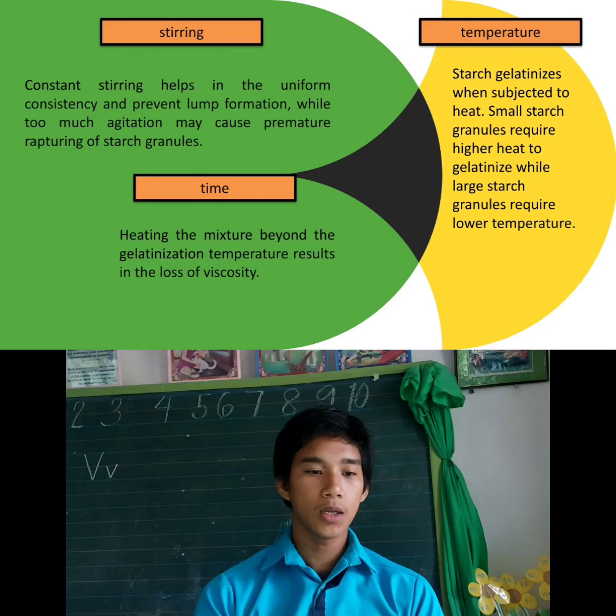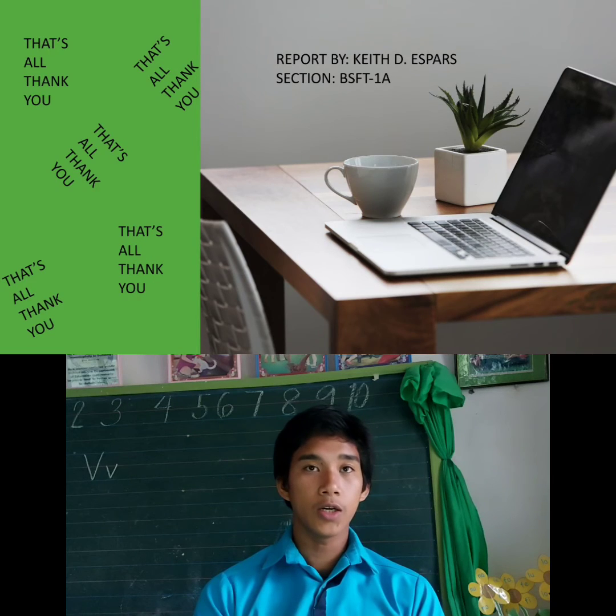And the last one is time. Heating the mixture beyond the gelatinization temperature results in lost viscosity. And those are the factors that affect the gelatinization and gelation capacity of starch during food preparation.